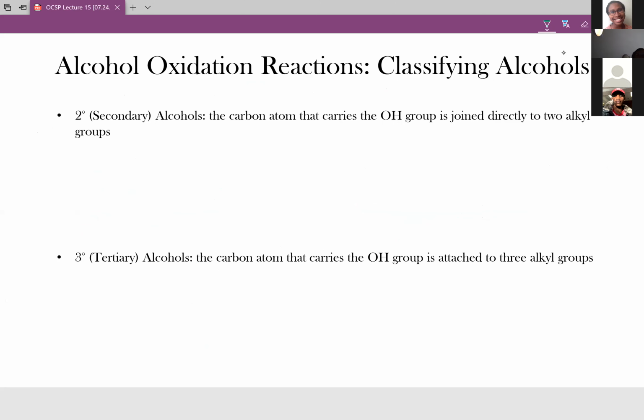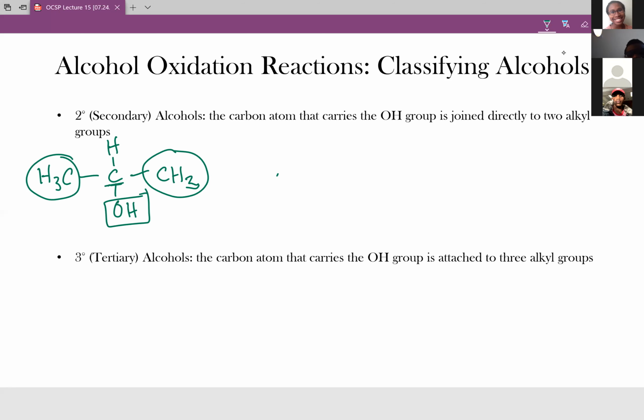The next classification is secondary alcohols, where the OH group is attached to a carbon atom that is attached to two alkyl groups. Some examples of that: we have propene-2-ol. This is our alcohol group, and this is the carbon it's attached to, which is attached to two other alkyl groups. We'll do another example, H3C, CH2, CH3. This is butane-2-ol. Our OH group is right here, and the carbon that it is attached to is attached to two other alkyl groups.